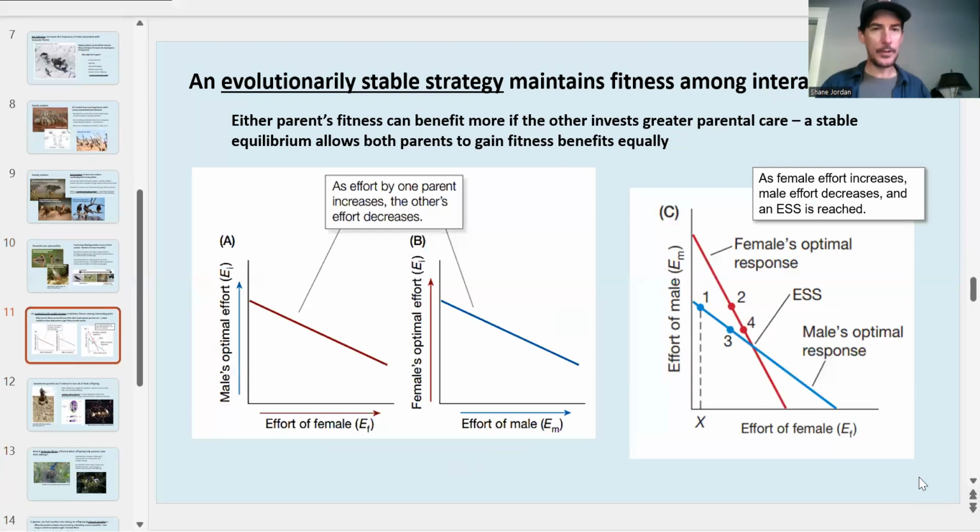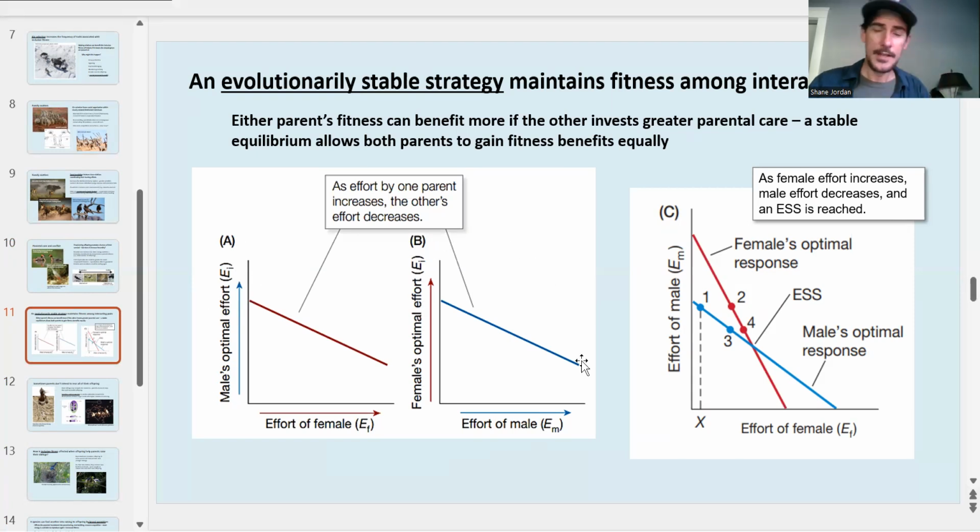And this again leads to something we call an evolutionarily stable strategy, which does seem to maintain fitness amongst interacting pairs. In this case, we're talking about parents. In this situation, we see how we have different efforts from either of the two parents, males and females, which is what is being shown on these two different graphs here on the left, where we have the effort of a female compared to a male's optimal effort. And as the female is putting more and more effort into rearing offspring, the effort of the male is starting to decrease with time, and this might actually benefit the male.